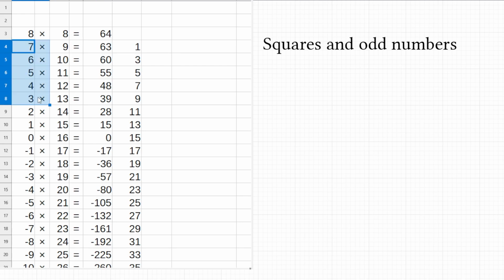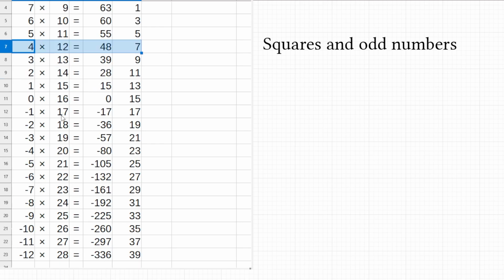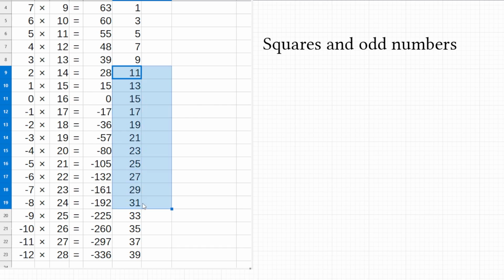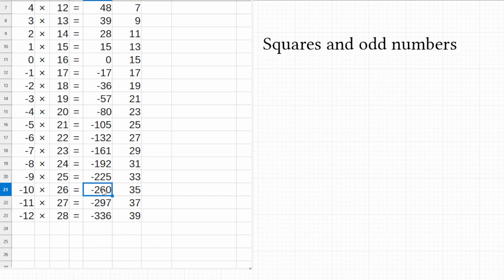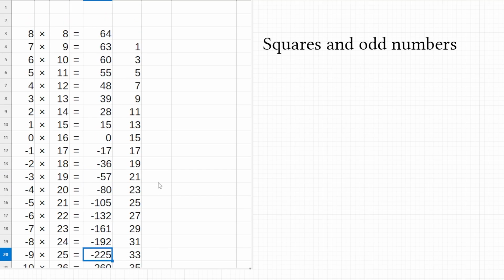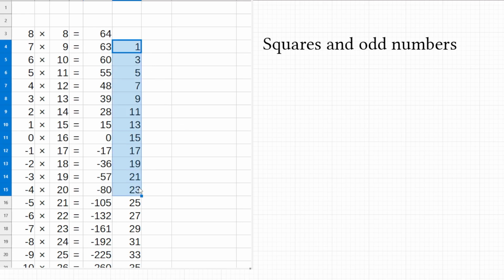You reduce this side further and further, you increase this side further and further by 1 each time, and even after we cross the 0 point and move into the negative numbers, the trend continues. It's always the next odd number as the difference between the last two products. And the user wondered, why does that happen? What's the reason behind this weird behavior? What do odd numbers have to do with squares and with multiplication?